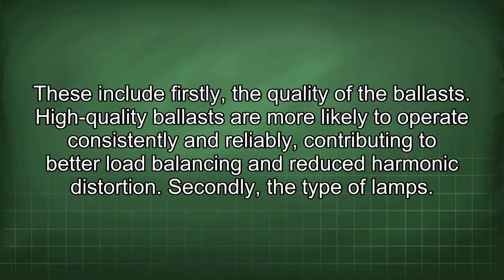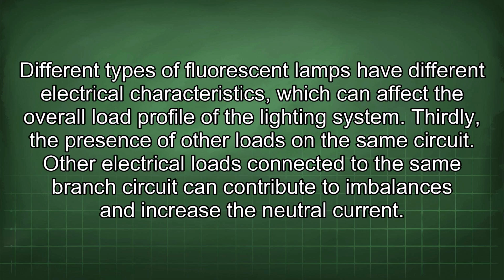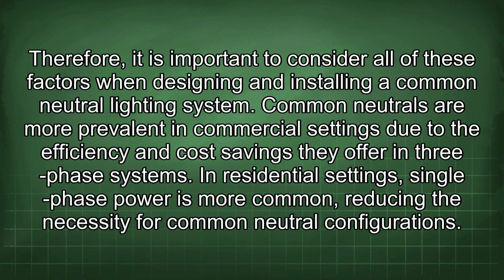Secondly, the type of lamps. Different types of fluorescent lamps have different electrical characteristics, which can affect the overall load profile of the lighting system. Thirdly, the presence of other loads on the same circuit. Other electrical loads connected to the same branch circuit can contribute to imbalances and increase the neutral current. Therefore, it is important to consider all of these factors when designing and installing a common neutral lighting system.